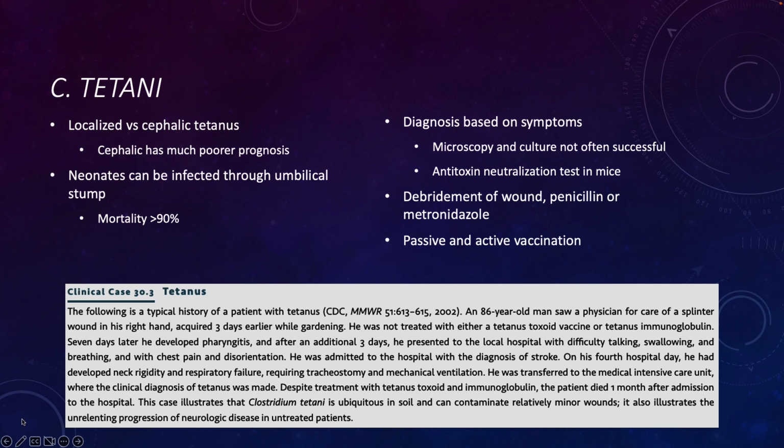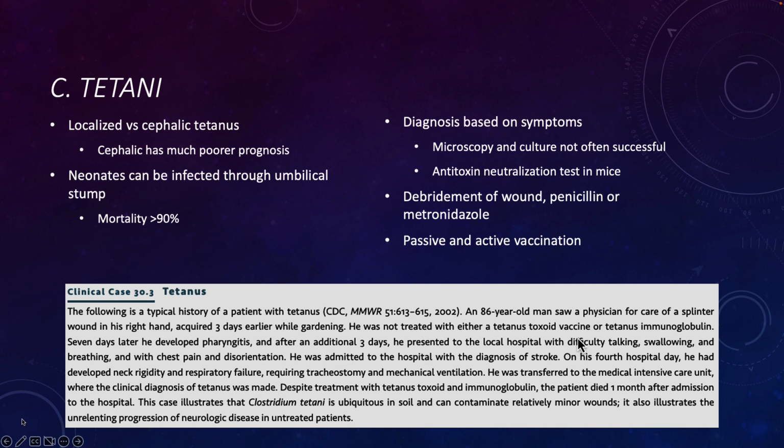prognosis. Again, neonates can be infected through the umbilical stump. So in some cultures, the practice was to seal off the umbilical stump with dung, and that could introduce spores. And so if the umbilical stump gets infected and the neonate gets tetanus, the mortality rate is very high, greater than 90%. So here's a history of a patient with tetanus, an 86-year-old man.